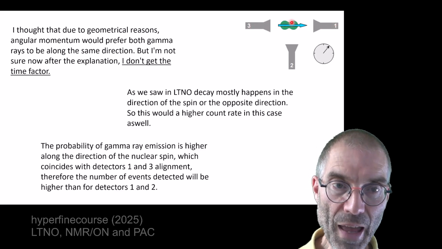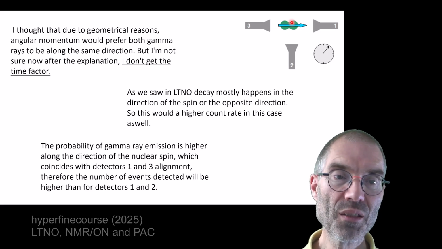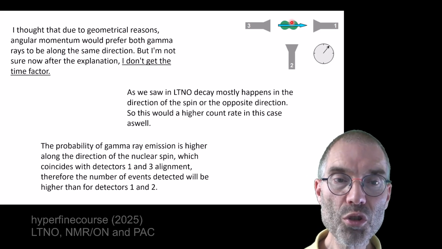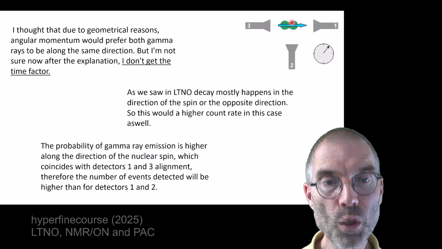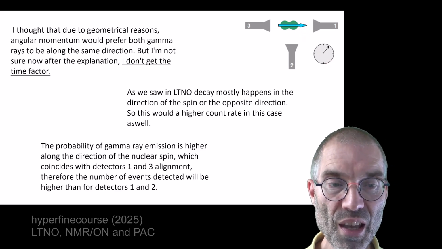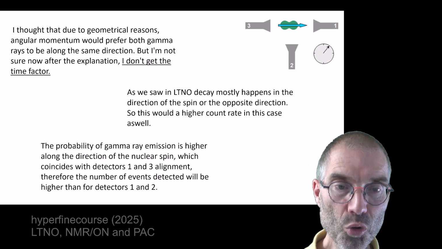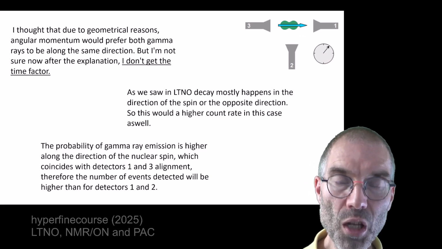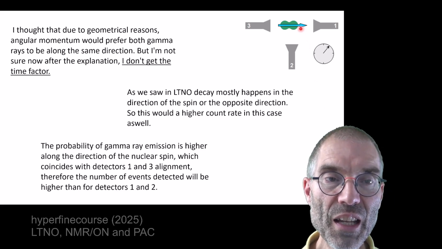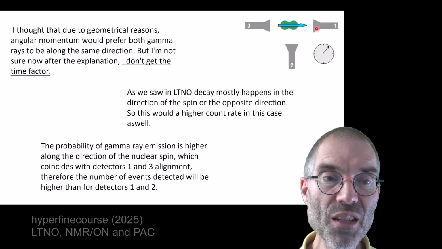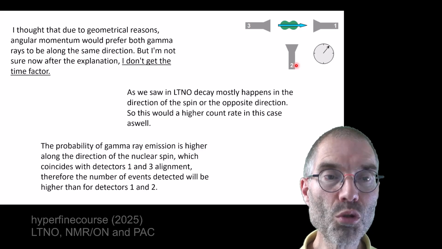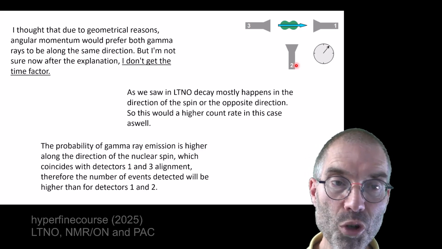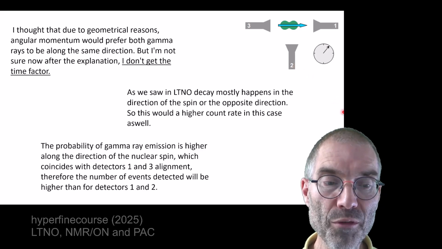So you will alternate situations where 1-2 sees most counts and when 1-3 sees most counts. And how quickly these situations follow each other is related to the precessing speed of these nuclear spins and therefore to the strength of the hyperfine field.